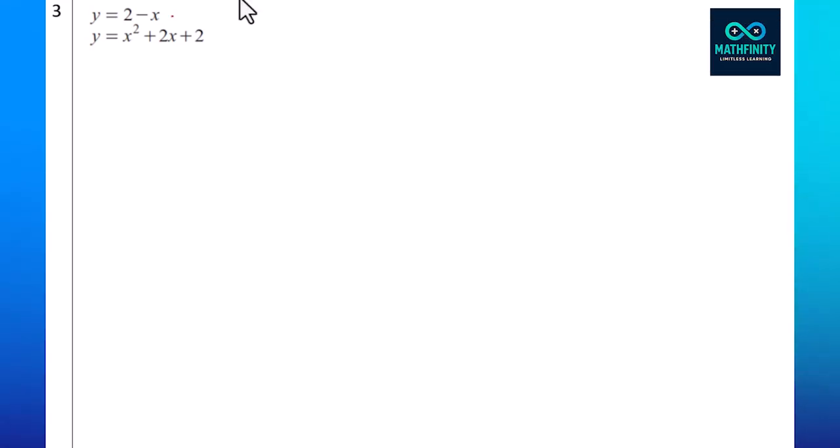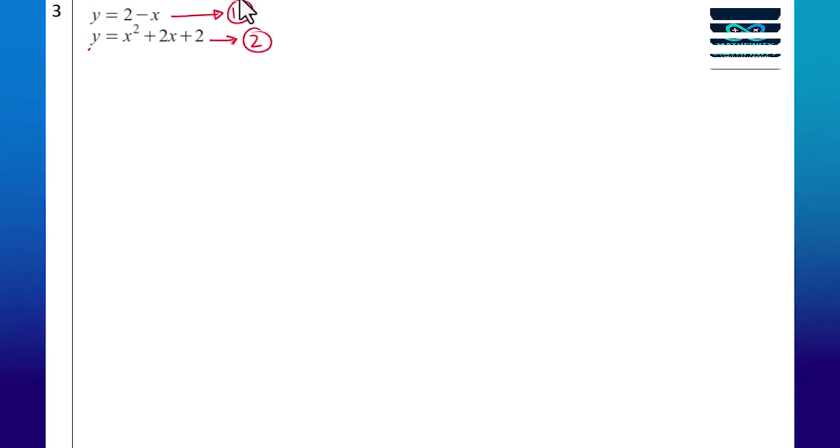Hello guys, question number 3. One, they give us a linear equation, y is equal to 2 minus x, and one is a quadratic equation, y is equal to x squared plus 2x plus 2. From the linear, we have to separate one of the variables. In this question also, we can see that y is already separated, and we have to substitute that value in the quadratic equation. We will substitute here.